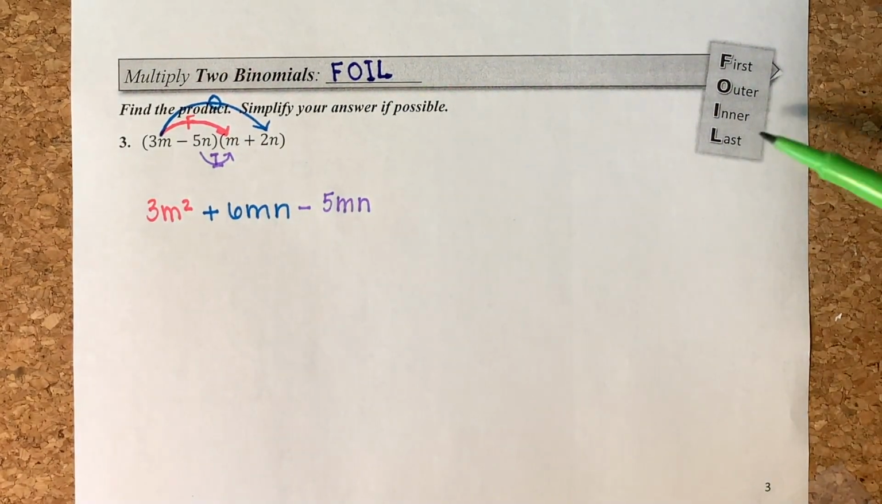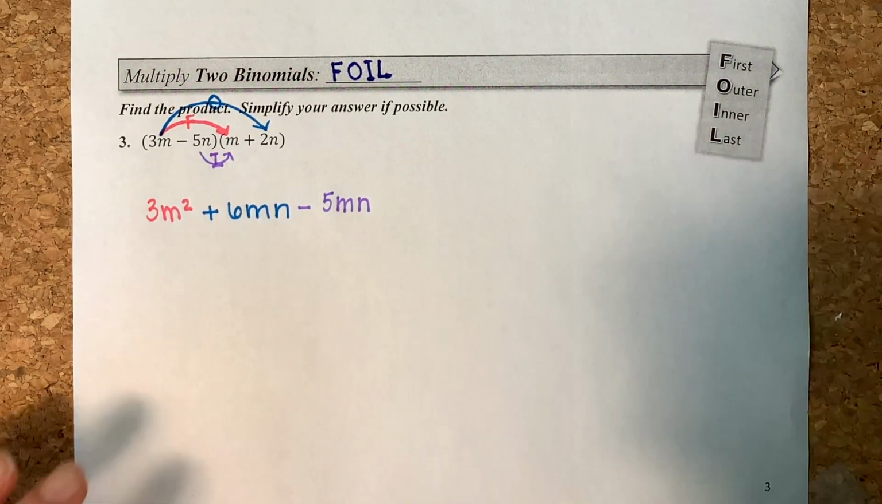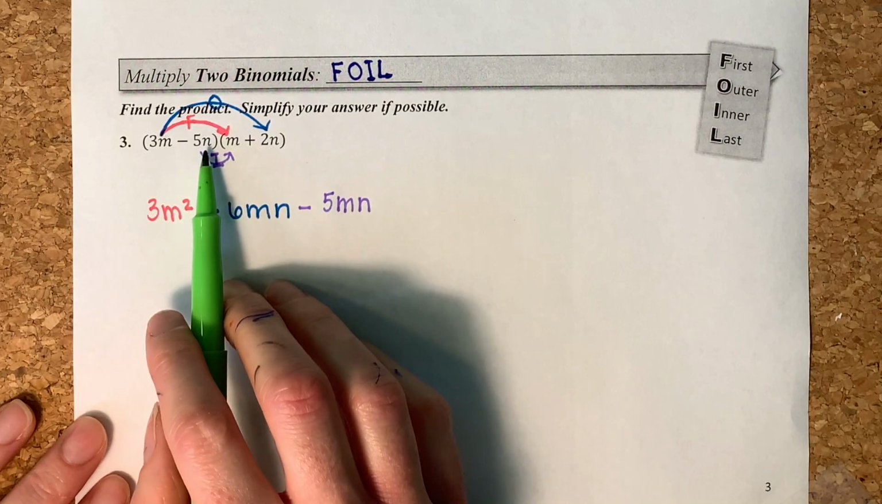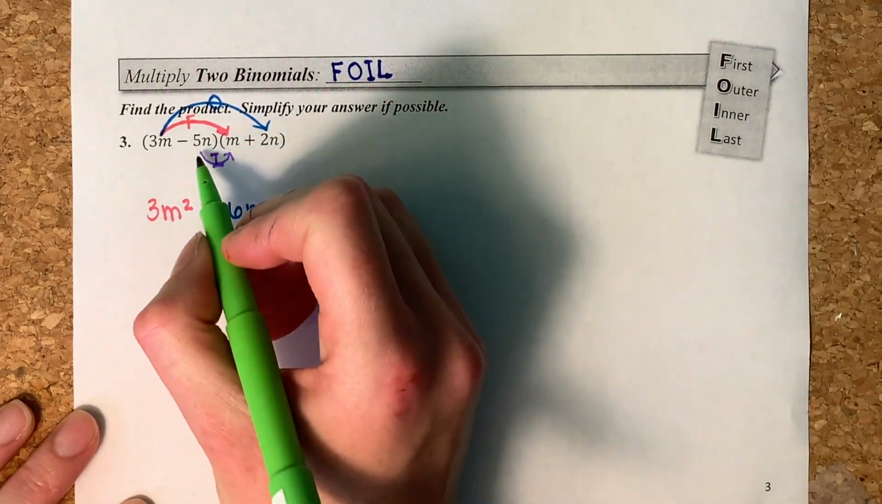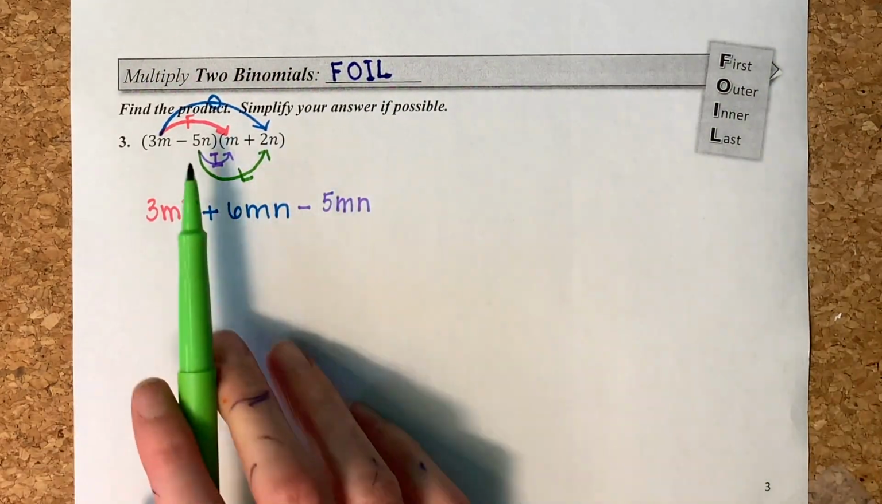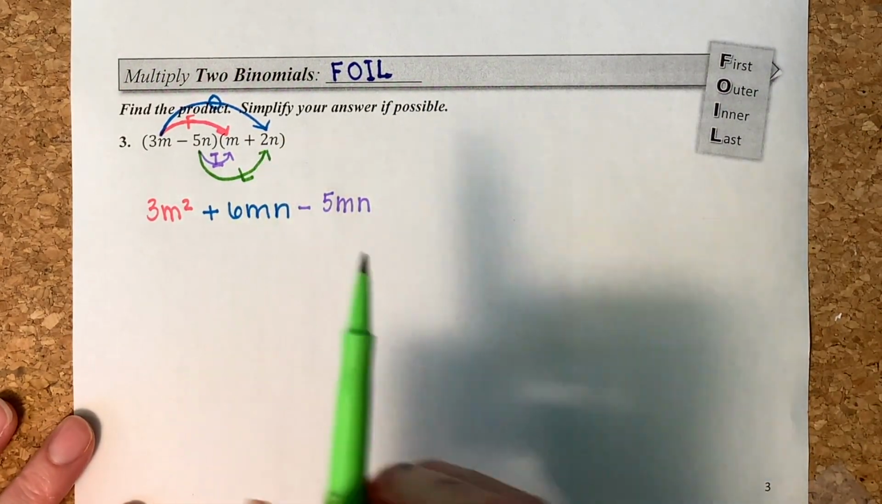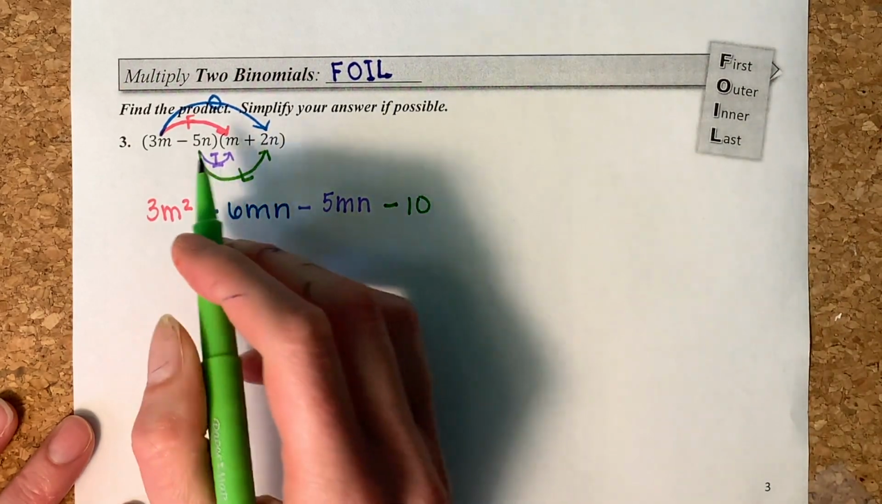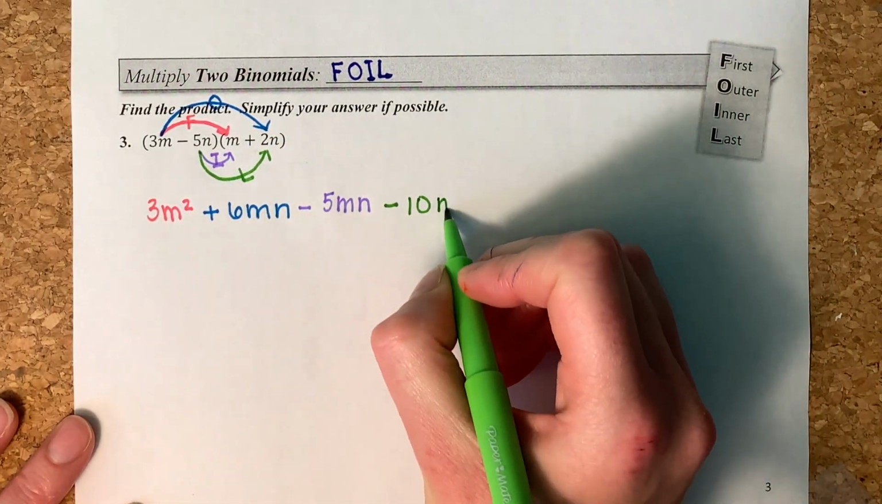And finally, the L in FOIL stands for last, and that tells us to multiply the last quantity in each parenthesis. So we're going to take the negative 5n times the 2n. Let's see, negative 5 times 2 will give us negative 10, and n times n will give us n squared.